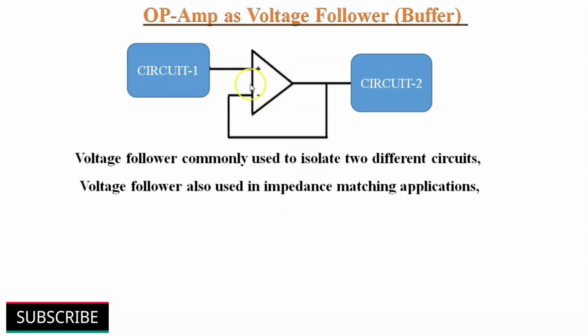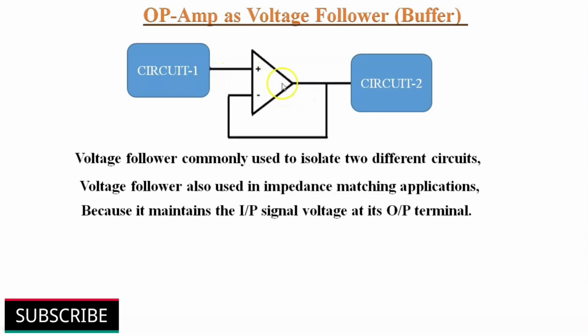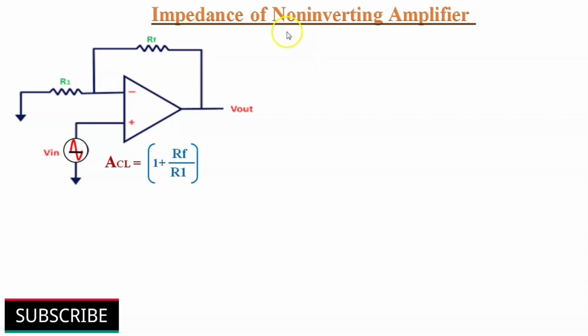Voltage follower provides both these features, isolation and impedance matching, because voltage follower is able to maintain input signal voltage at its output terminal. Let us observe the input and output impedance of non-inverting amplifier.